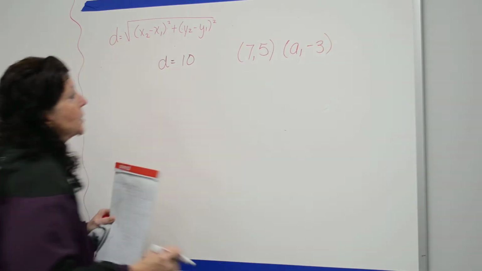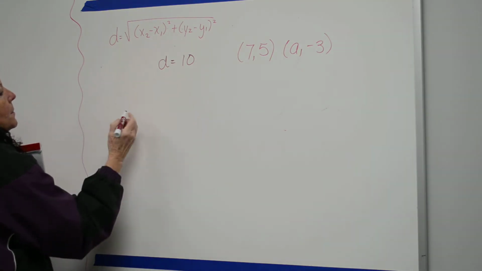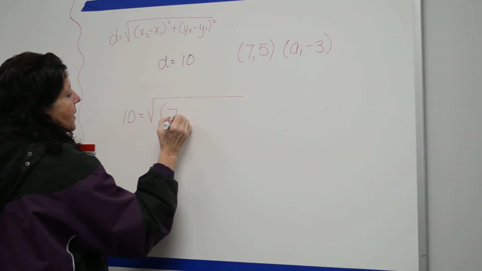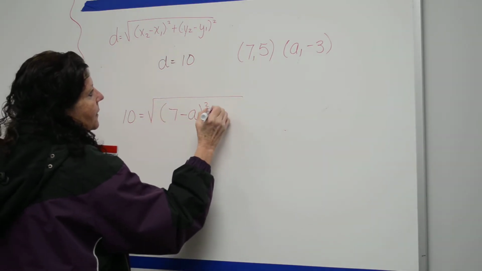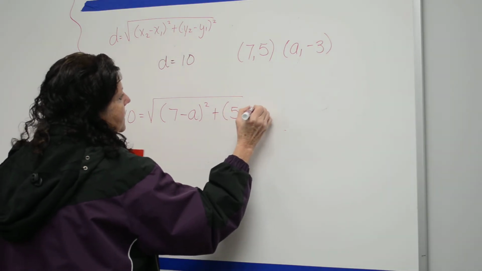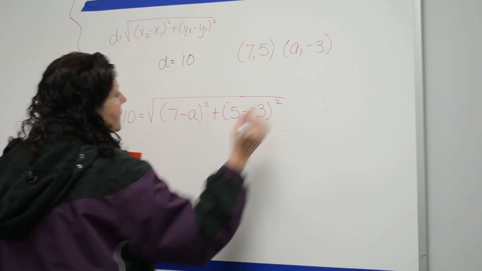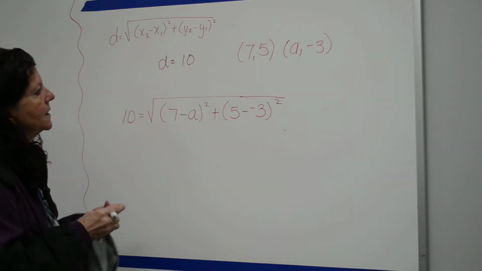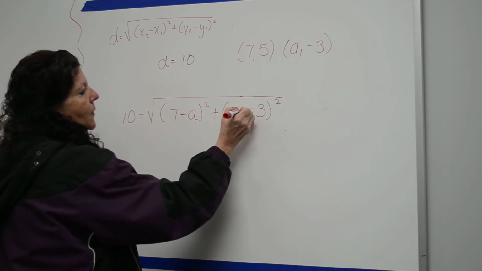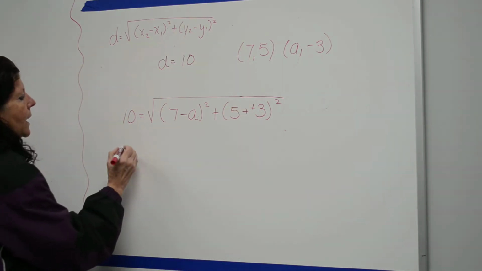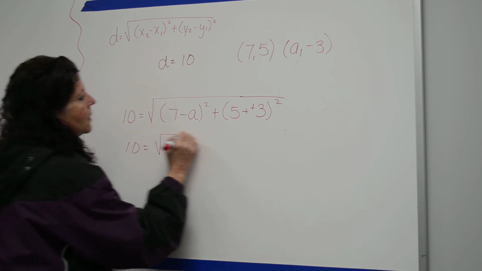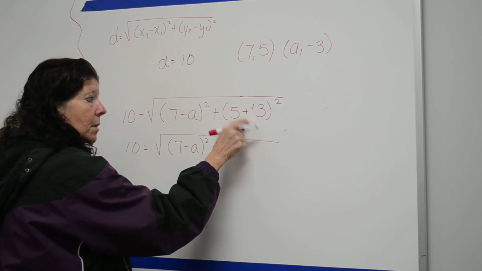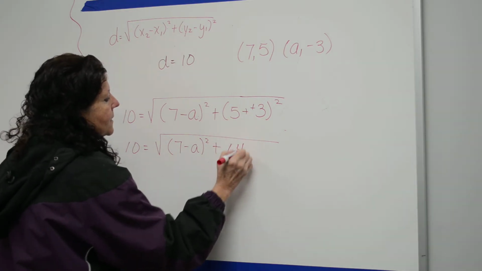negative 3). So all I'm doing again is plugging in, but this time I know the distance, it's 10, and I go (7 minus A) squared plus (5 minus a negative 3) squared, and I begin to work this out. Well, the only thing I can really do underneath the square root is figure out this one. That's going to be 8 squared, so I have 10 is equal to the square root of (7 minus A) squared plus 8 squared, which is 64.